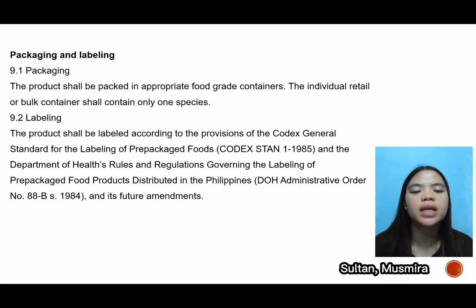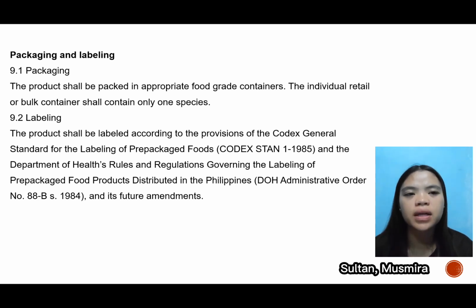The last one is the packaging and labeling. So, packaging. The product shall be packed in an appropriate food grade container. The individual retail or bulk container shall contain only one species.